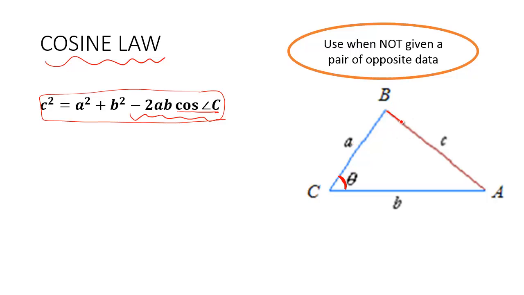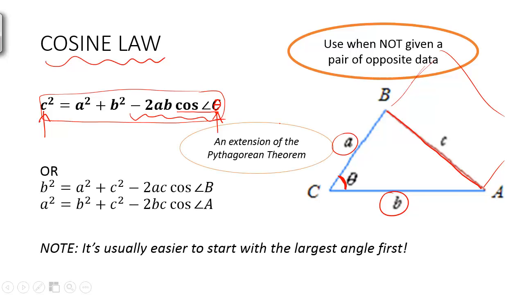What it tells us is that the diagonal squared, which, remember, in the Pythagorean theorem is usually the biggest side, the side opposite your angle. So in this case, this says theta, this says c, you could write this as a theta. And then it has a squared plus b squared, take away 2ab cos of the angle. Now, this is an extension of the Pythagorean theorem. It can be written in different formats.